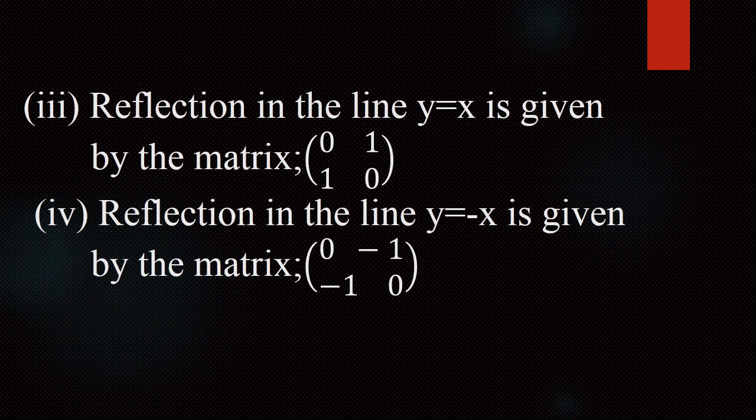Number 3, we have the matrix 0, 1, 1, 0. This is a matrix of reflection in the line y equals x. Then number 4, we have 0, -1, -1, 0. And this is a matrix of reflection in the line y equals -x.